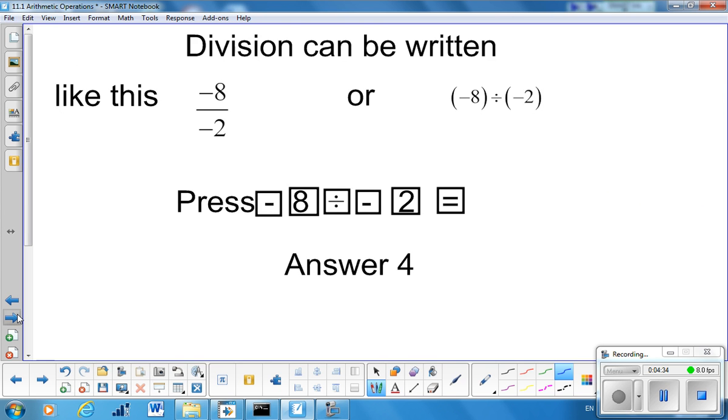Division can be written in fraction form, so negative 8 over 2, or horizontally as negative 8 divided by negative 2. Both of these questions are asking you to divide, and you will need to use your division sign on your calculator. When you enter it in, you should get to an answer of positive 4.